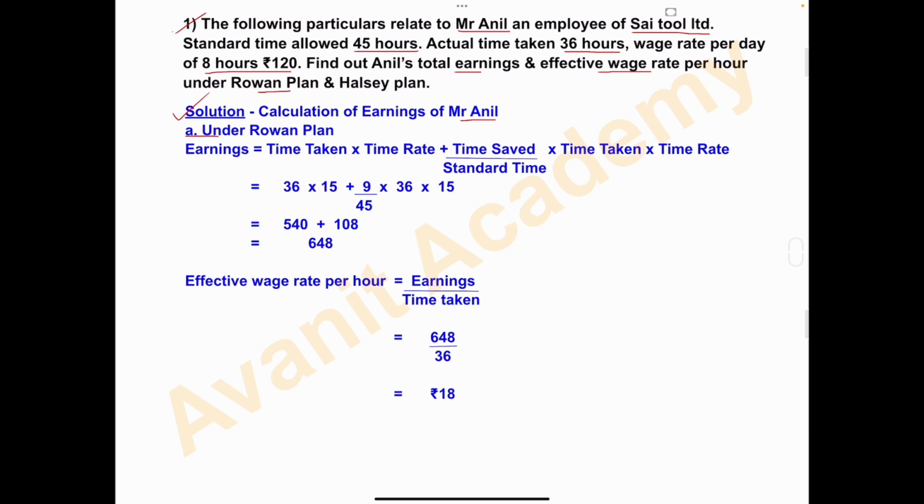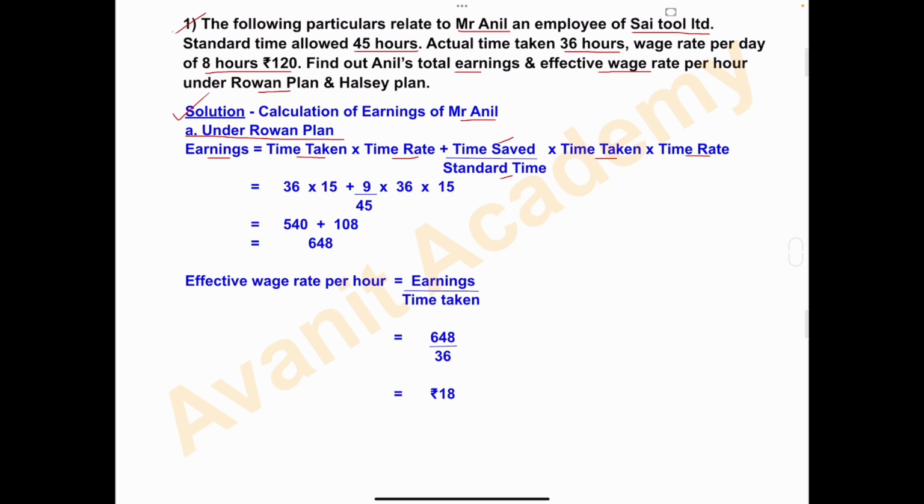First we'll calculate earnings of Mr. Anil under Rowan plan. To calculate earnings under Rowan plan, the formula we have just studied is: earnings is equal to time taken into time rate plus time saved divided by standard time into time taken into time rate.